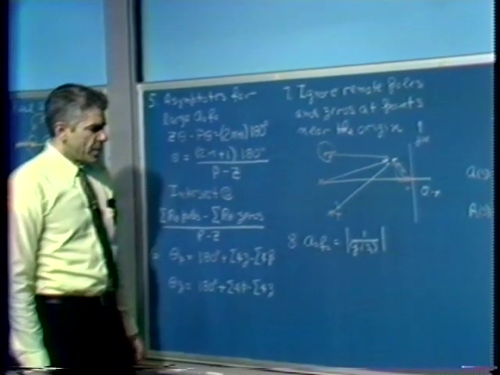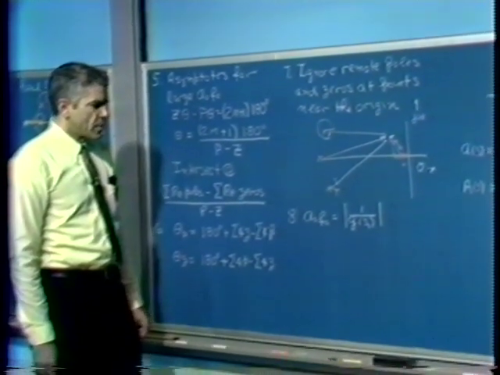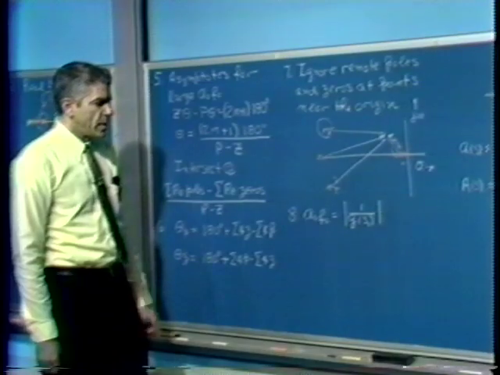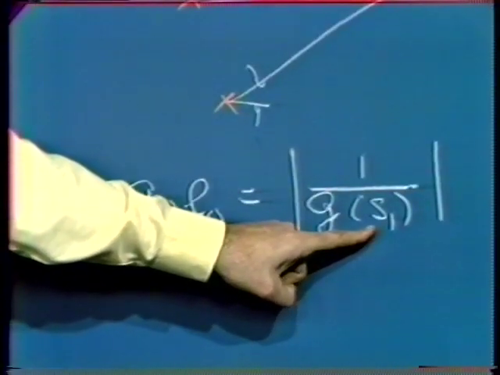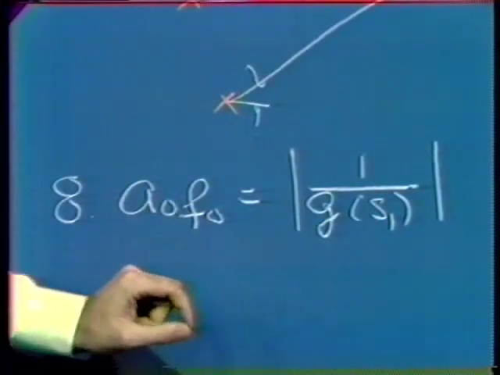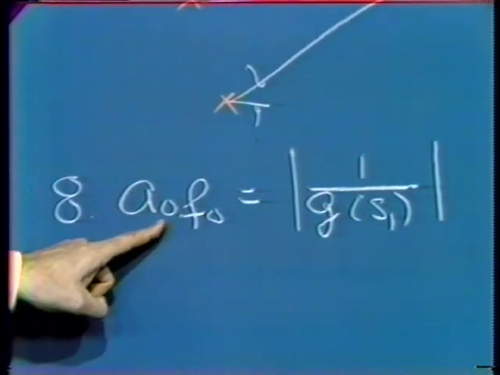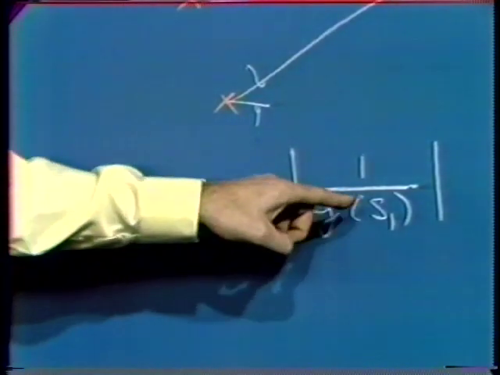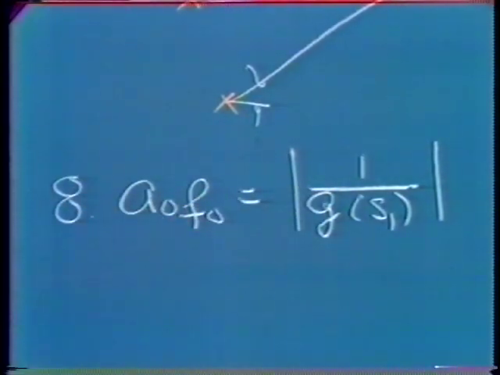Rule 8 is simply a restatement of the magnitude condition. In other words, once we've found a point S1 in the S-plane where the angle condition is satisfied, the value of A0 F0 necessary to get us to that point on the root-locus branch is simply equal to 1 over the magnitude of G evaluated at that point.